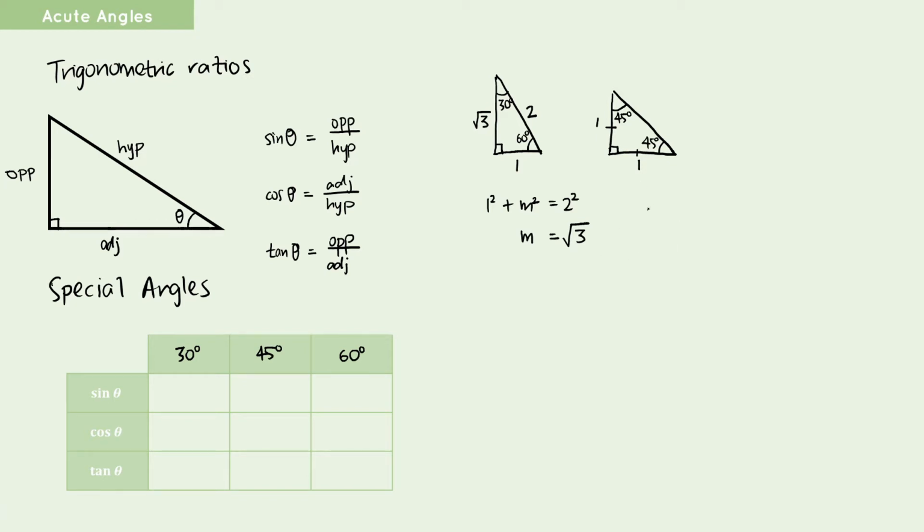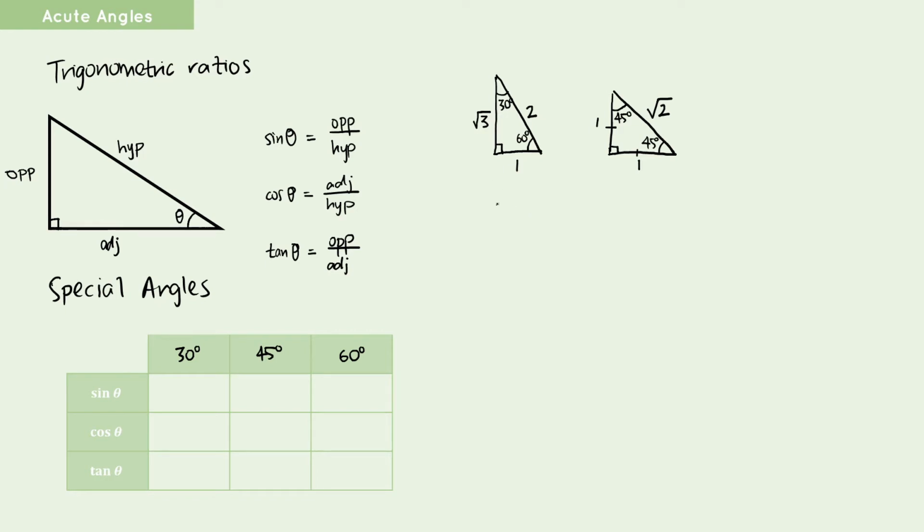Similarly for this one, if we want to find this length, it is the square root of 1 squared plus 1 squared. So it's square root of 2. This side is square root 2. We can go ahead and try to figure out the different special angles.